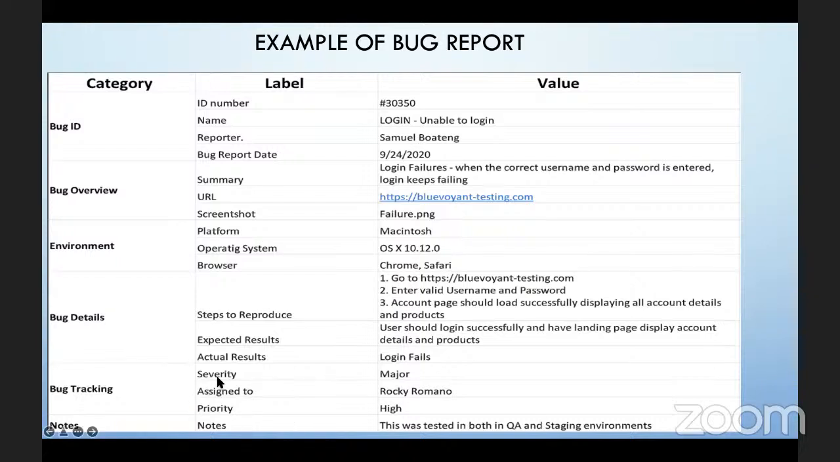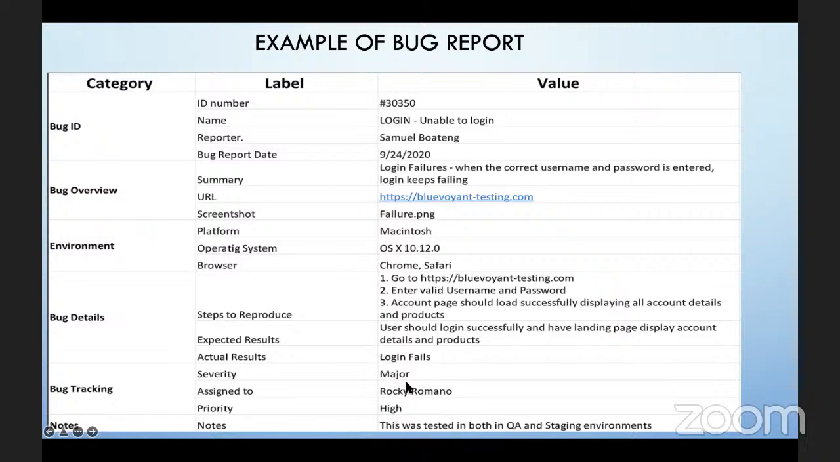So as you can see from the severity here, major. This is a critical issue. We need to fix it ASAP. And assigned to whom? Maybe Rocky. It's assigned to Rocky. He's the one that's supposed to fix it. And the priority for this is what? High. We cannot have this as low, medium, or anything. This is very high. If customers cannot log in, we cannot get ahead. We can't do anything else.